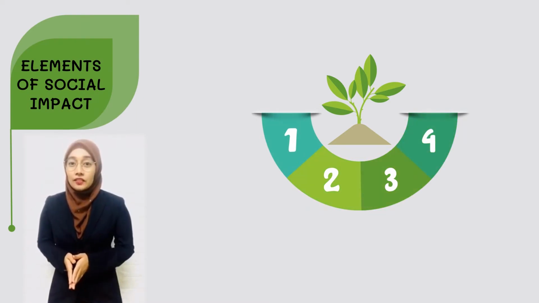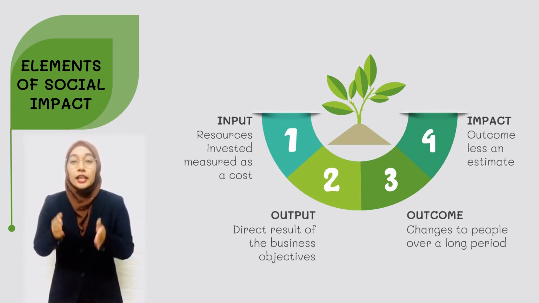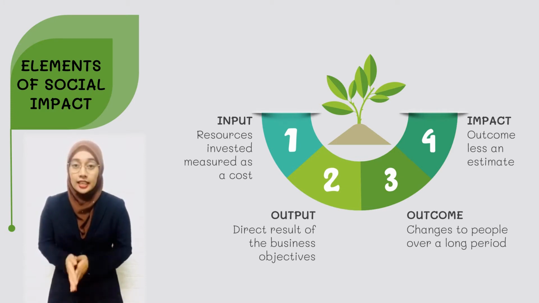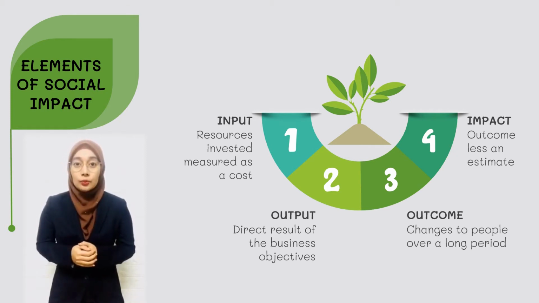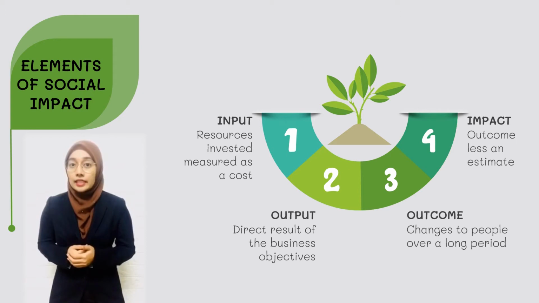The main elements of social impact are input, output, outcome, and impact. Input is the resources invested to make something happen and is measured as a cost. The output is a direct result of the business objective or goal. The outcome is the changes to people resulting from the activity that occur over a longer period. And lastly, impact. The impact is the outcome less an estimate of what would have happened anyway.